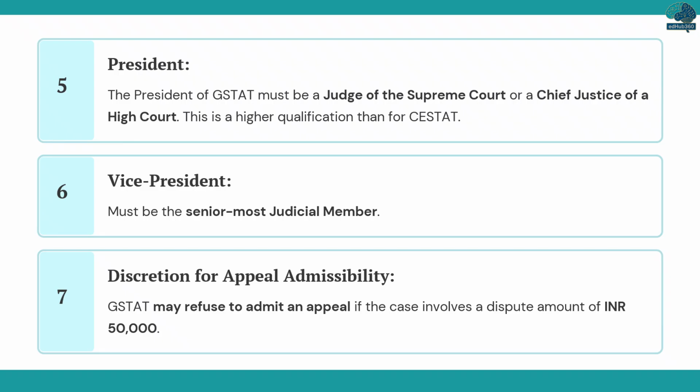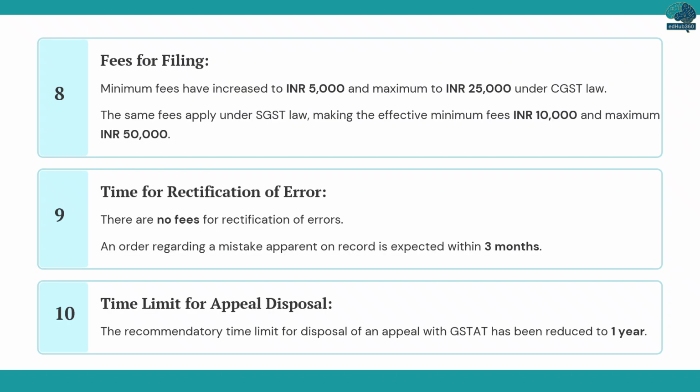Similar to CESTAT, GSTAT may refuse to admit an appeal if the case involves a dispute amount of 50,000 Indian rupees or less. Regarding fees for filing, the minimum has increased to 5,000 Indian rupees and the maximum to 25,000 Indian rupees under CGST law. With the same fees applying under SGST law, the effective minimum fees are 10,000 Indian rupees and maximum 50,000 Indian rupees. There are no fees for rectification of errors, and an order regarding a mistake is expected within 3 months. The recommendatory time limit for disposal of an appeal with GSTAT has been significantly reduced to just 1 year.